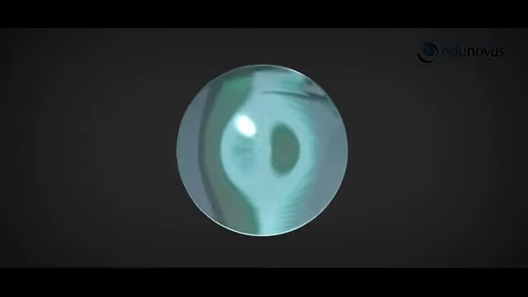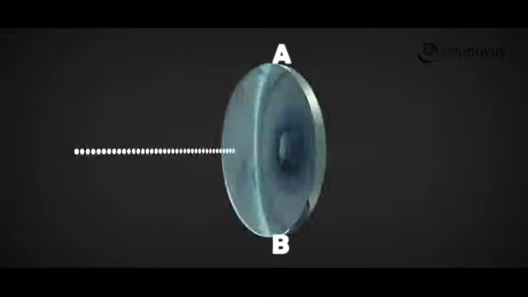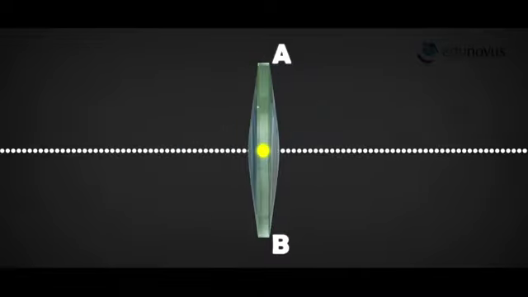Convex lens. It is also known as converging lens. It is thick in the middle and thin at edges. The diameter of the circular edge of the lens is called aperture. Here, AB is the aperture. When a ray of light passing through a particular point on the principal axis goes undeviated, this point is called optical center, and this is represented by O.